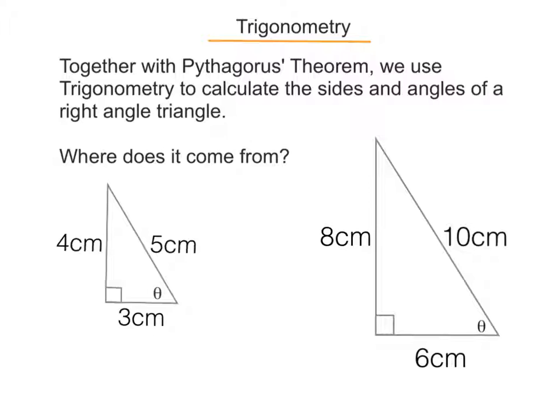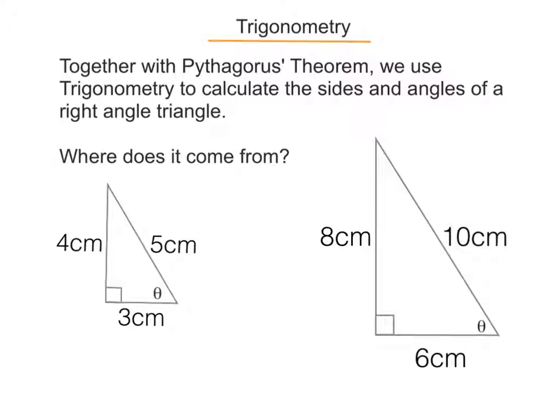So where does it come from? Let's have a look. Here are two triangles that are similar. That means the angles inside are all the same. If I look at the one on the left, you'll see that there's a right angle there. On the one on the right, there's a right angle. There's a theta in this corner down here on the right-hand bottom corner of that triangle and a theta there. They're both the same angles.